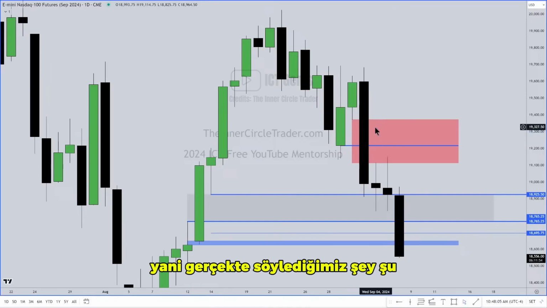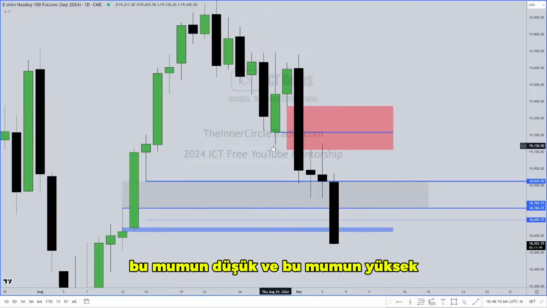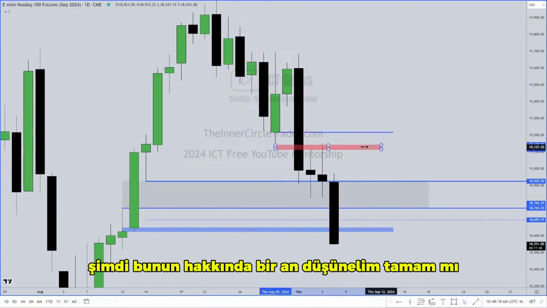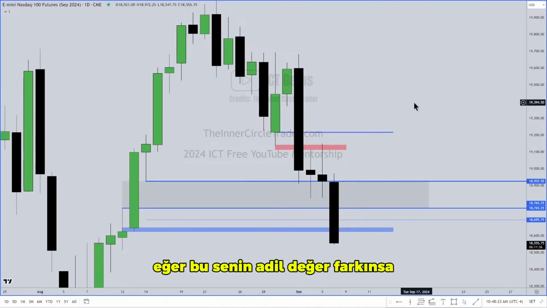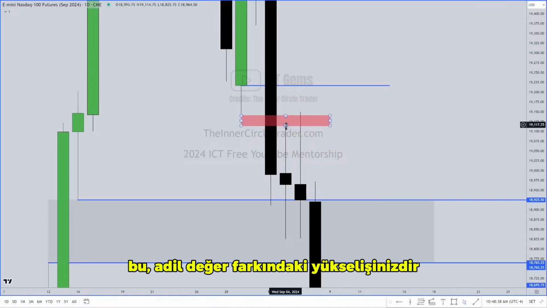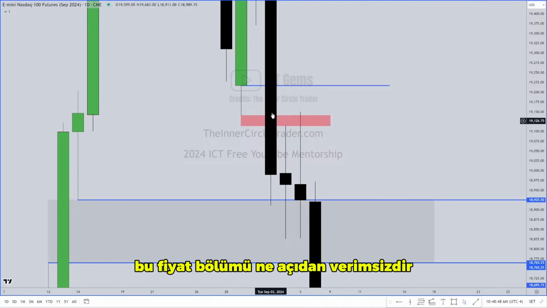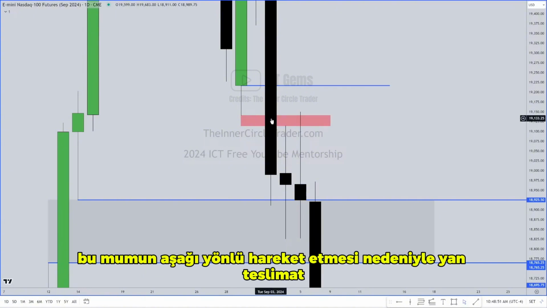So in reality, what we're saying is this candlestick's low and this candlestick's high. That's your real fair value gap. That's it right there. Now, let's think about this for a moment, okay? If that's your fair value gap, this is the high of the fair value gap, and this candlestick's low is the low of the fair value gap. So that defined range, this section of price, is inefficient in buy-side delivery because this candle moved lower.